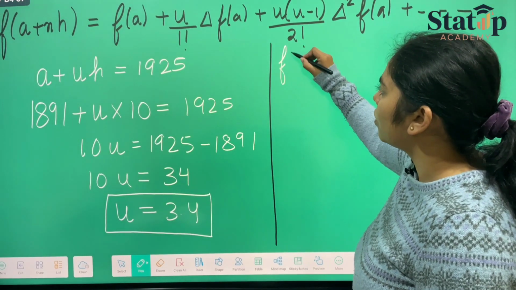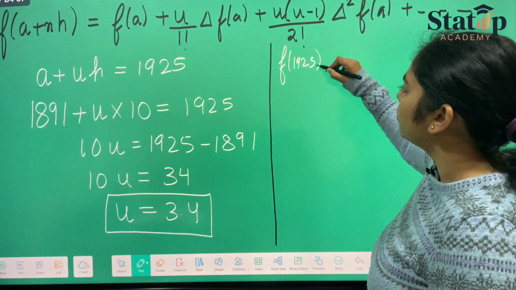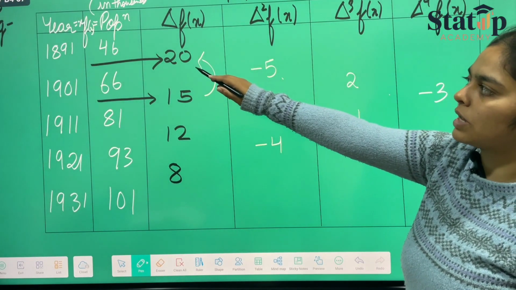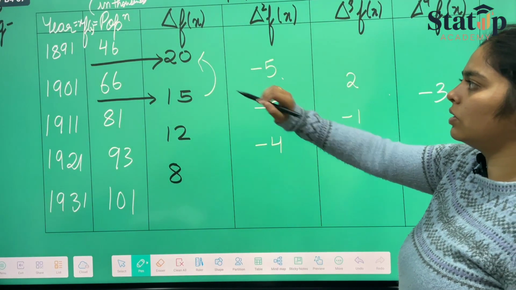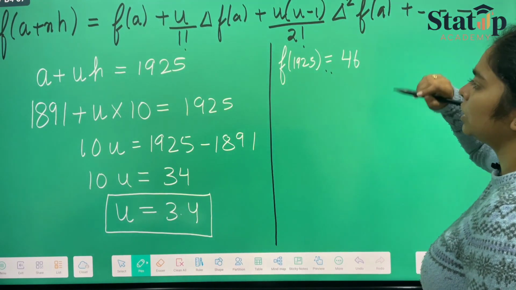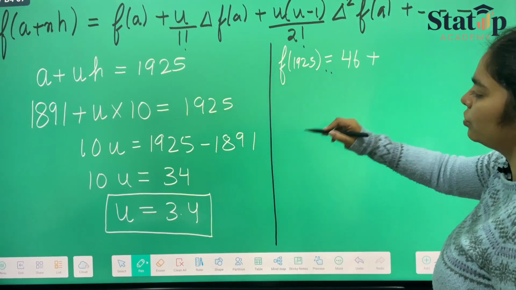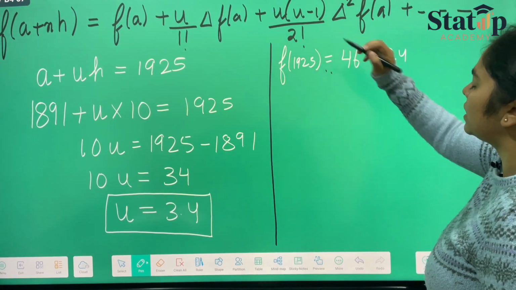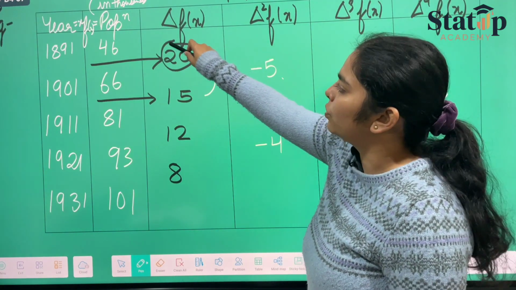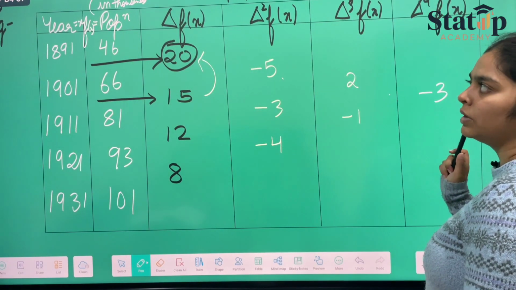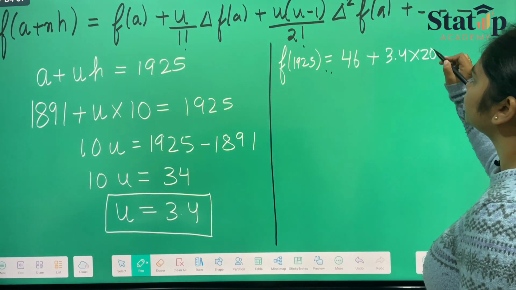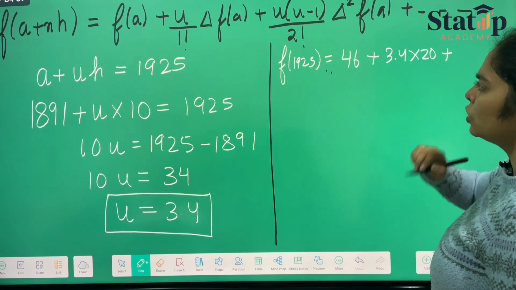So f of 1925 will be equal to fa. So the fa was 46,000 for the first year, so we'll take it as 46. We will do the thousands in the last. Plus u is 3.4, into delta of FA. The first part of delta of Fx is 20. So we'll multiply it by 20. Then we'll add u.